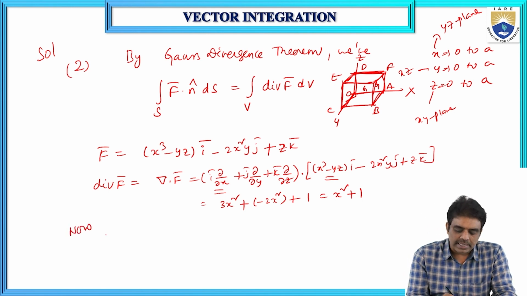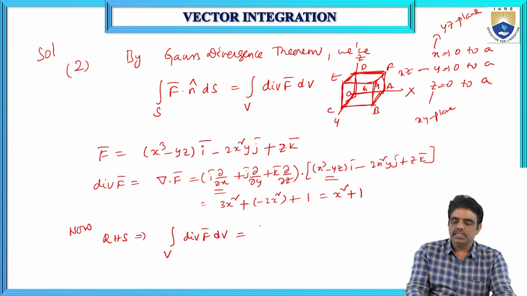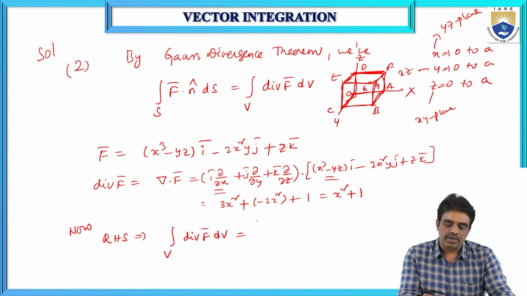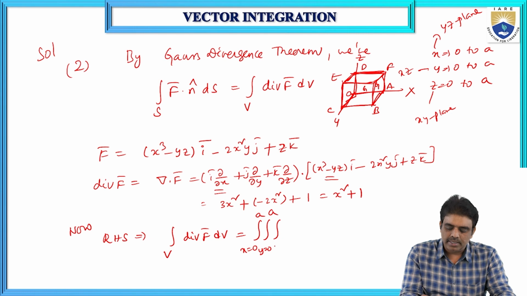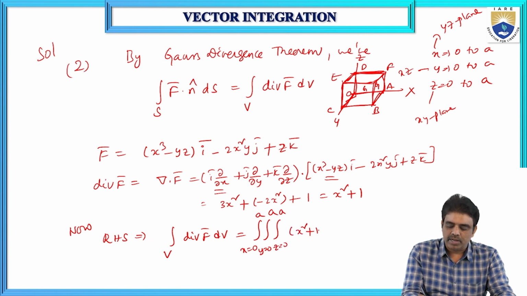Now I am considering the RHS. What is the RHS? The integral of div f bar dv over the region V is equal to the triple integral with x from 0 to a, y from 0 to a, z also from 0 to a. The function div f bar is x square plus 1. And dv means dz dy dx.